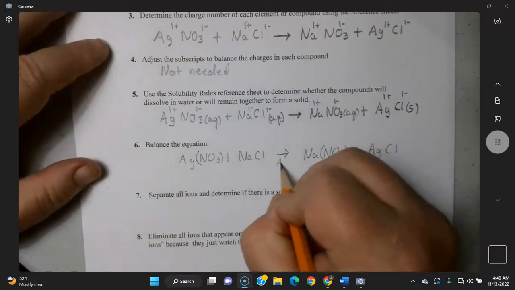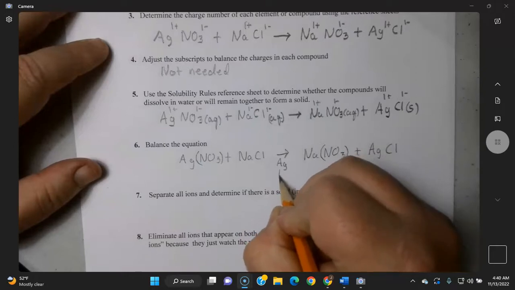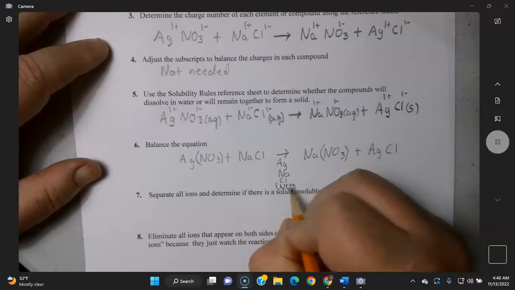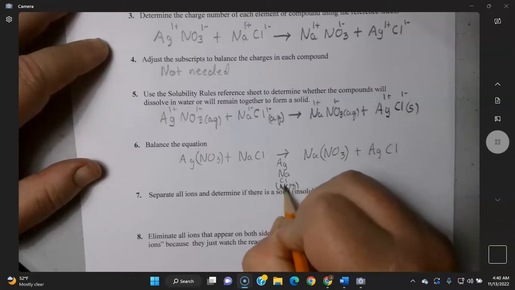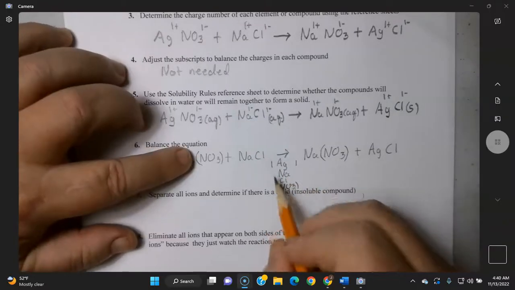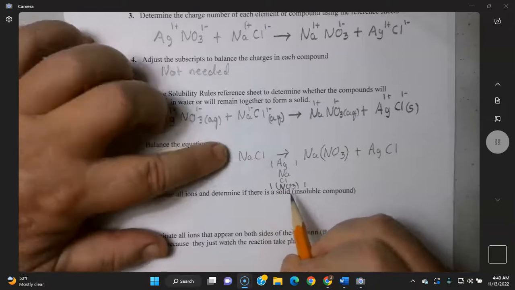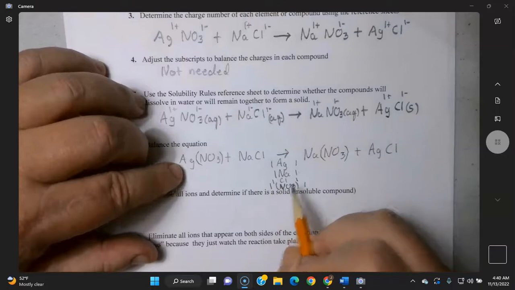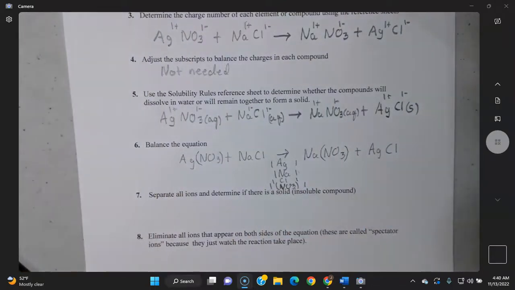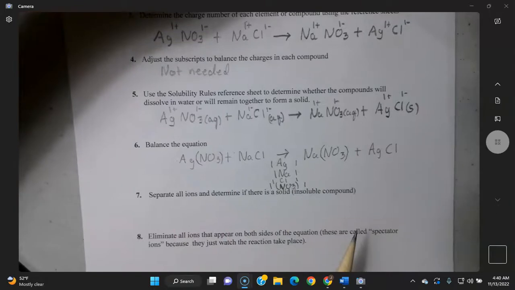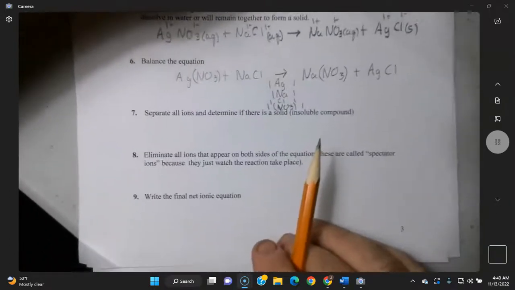So here we go. I'm going to go ahead and write these down here. And I'm going to treat NO3 like an individual element. Okay, so silver, NO3, Na, Cl. They're ones on both sides, so they're already in balance. You don't need to put any coefficients in front, although you might want to put a 1 in front of these to emphasize that there's one of each of those. Okay, now we come down.